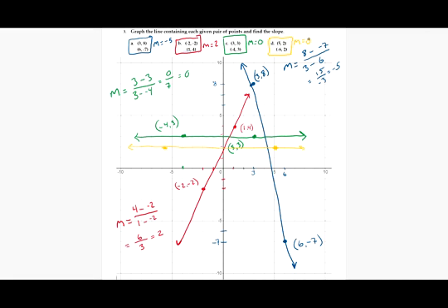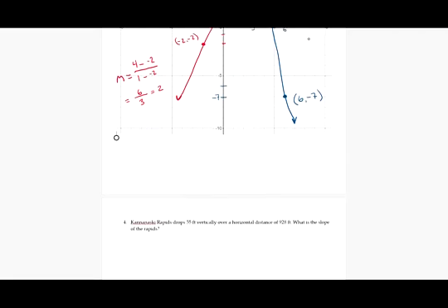Okay, if you end up with a vertical line, the vertical line means you'd have a 0 in the denominator. So that would give you an undefined slope, because you cannot have a 0 in the denominator of a fraction. All right, so let's move on, and we could zoom back out here.